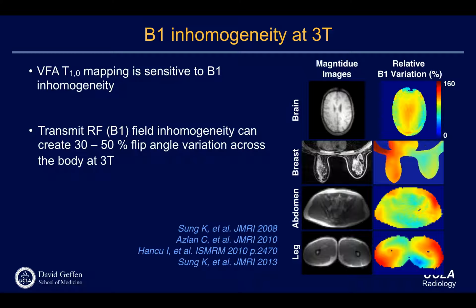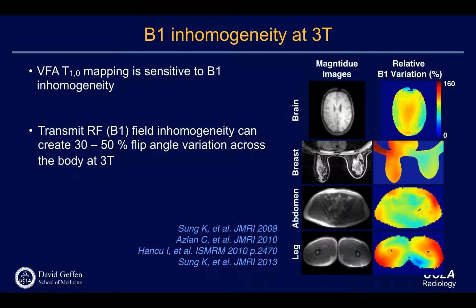And again, the VFA T1 mapping is very sensitive to the B1 variation. This is one of the major issues that you need to address. The B1 variation at 3T is around 30 to 50%. And you can see in the brain, there's always a hot spot in the middle. Higher, a reddish color, means a higher B1 variation, and the greenish color means lower B1 variation.